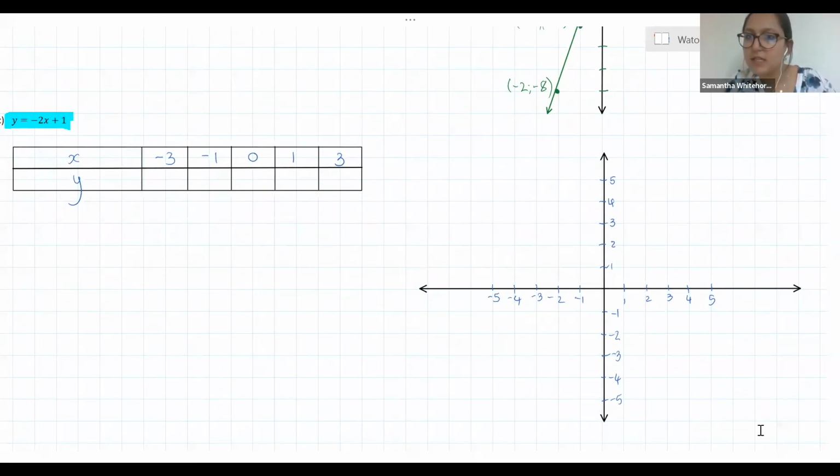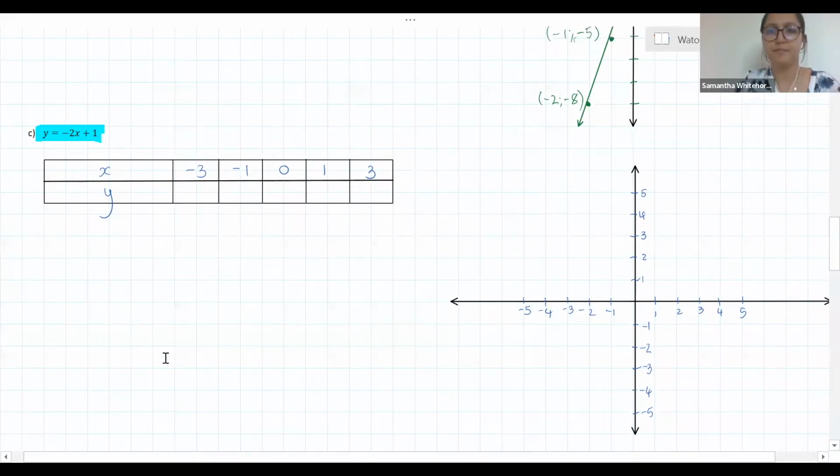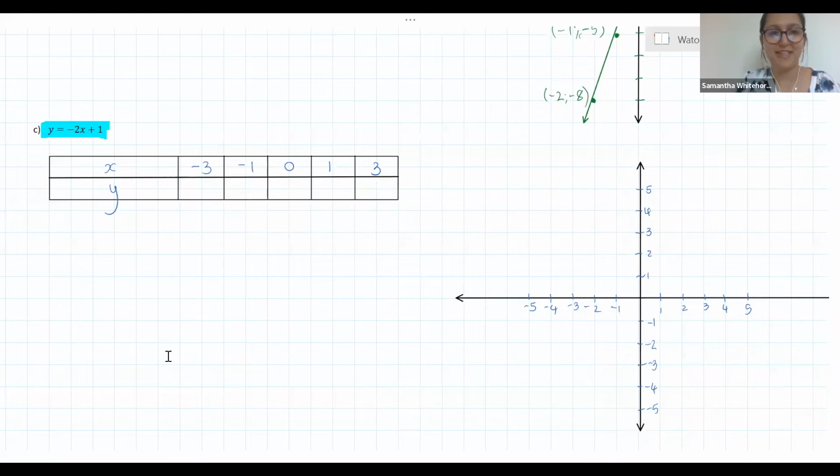Right. Let's see. Zalama, do you want to give us the first one? Hello, ma'am. The first one, I got 7. Good. 7. Well done. So guys, remember, -2 times -3 is a positive 6. Plus 1 is 7. So that's our first one.